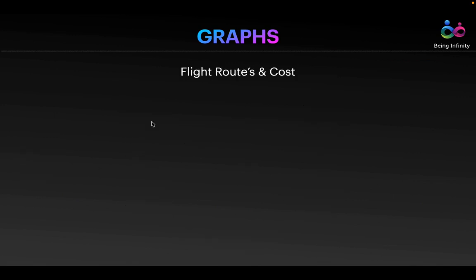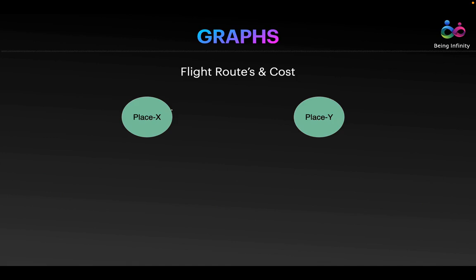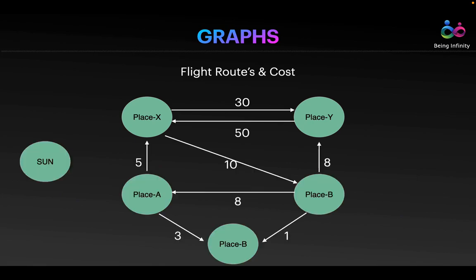Last example is flight routes and cost. If you want to go from place X to place Y through a flight, the cost can be $30. But if you want to go from place Y to place X, the cost might be different, it can be $50. Adding a few more nodes and connections, this builds an entire graph. You're not able to reach the sun yet through flight, and this is one prime example of, you guessed it right, a directed weighted graph.